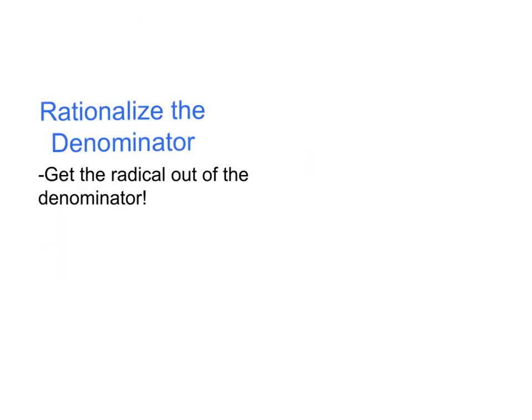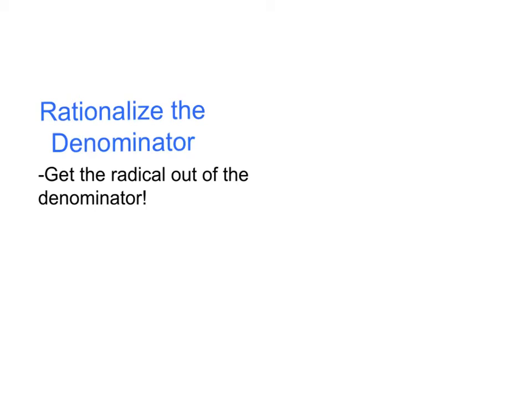Now we're going to learn how to rationalize the denominator. And this is the method that allows us to get any square roots out of the bottom of the fraction. Because to be in most simplified form, you just simply cannot have a radical in the denominator.